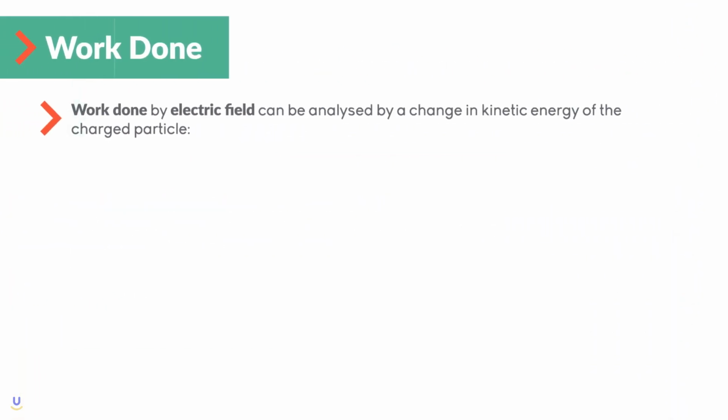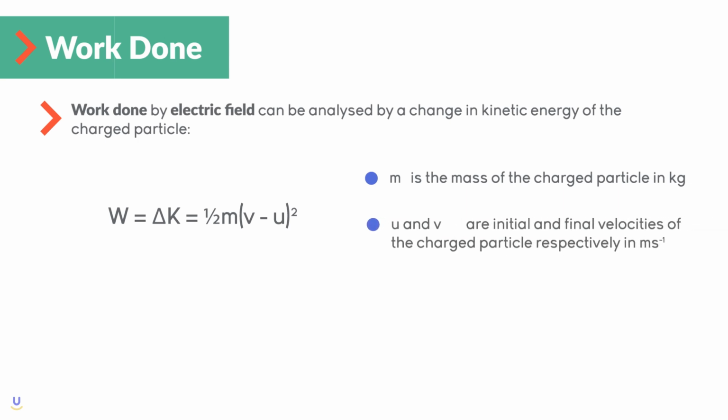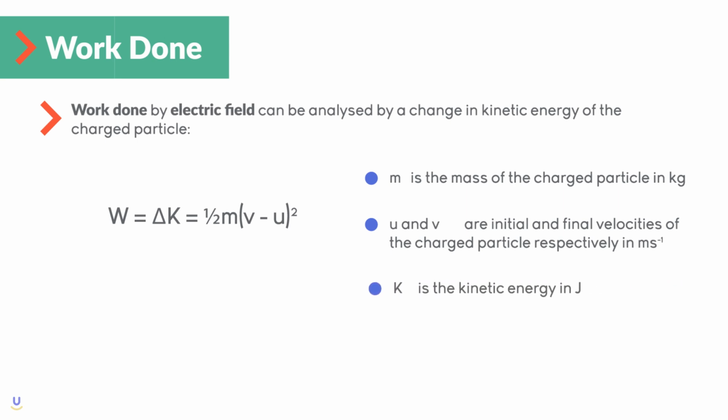Work done by the electric field can be analysed by the change in kinetic energy of the charged particle. W equals delta K, which equals half into m into brackets v minus u, whole thing squared, where m is the mass of the charged particle in kilograms. u and v are the initial and final velocities of the charged particle respectively in meters per second, and K is the kinetic energy in joules.